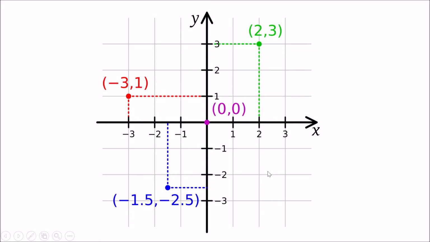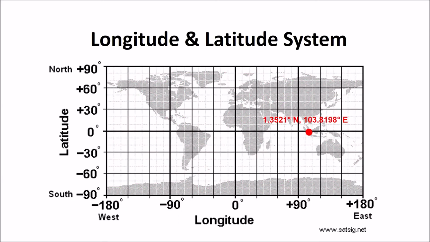All right, so let's see a more real life example of when we use coordinates. You might have learned in geography about the longitude and latitude system, whereby the world map is divided into coordinates as well, just that we don't call them x and y coordinates. The x-axis is instead replaced by longitude, and the y-axis is replaced by latitude. So instead of numbers 1, 2, 3, 4, 5, we use angles to represent the different points.